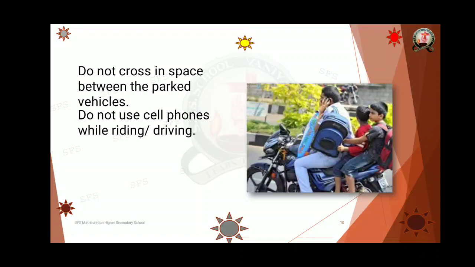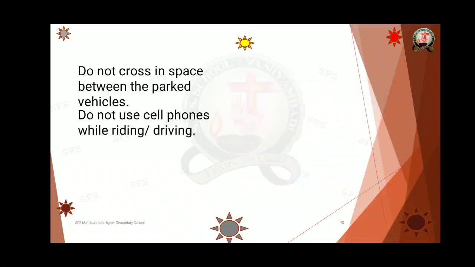If you are riding the bike with your parents or your father, and your father uses a mobile phone like this while riding, you should say, father, don't use the mobile phone while driving, otherwise stop the bike at the roadside and speak, then we will move. Like that you have to say. Will you? Yes. I hope you will tell your parents or your friends.